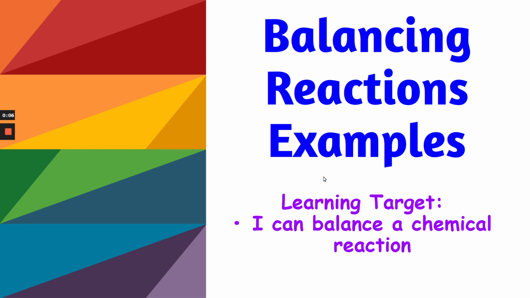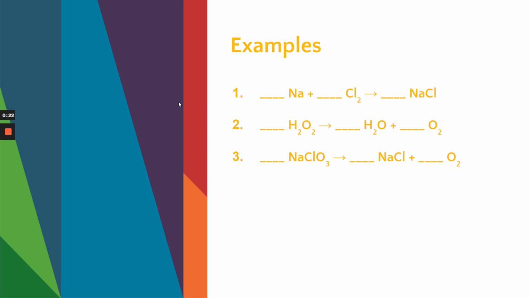If you have not already watched the notes video, Balancing Reactions Notes, please go do that first. Since I don't actually go over the steps, we're just going to go through a few examples in this video. Our learning target is: I can balance a chemical reaction. These are the three examples that we're going to go through, and we're going to talk through the wrap method and how we balance those. Hopefully this helps you make sense of balancing and gives you some examples. Remember, if you're still stuck, make sure that you're asking questions.